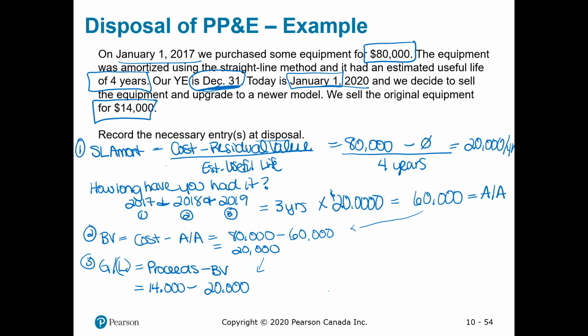We subtract the book value of $20,000 that we just calculated. So we're doing this in steps. And here, $14,000 minus $20,000, we get a negative $6,000. So we sold it for $14,000, which is less than we have as the value on our accounting records. So if we're selling it for less, this is a loss. When you get to that negative, you've got a loss.